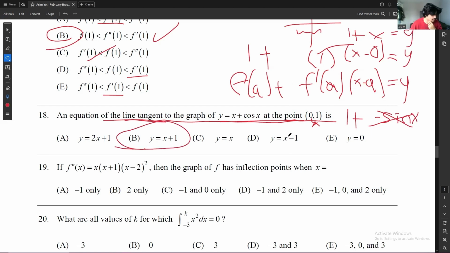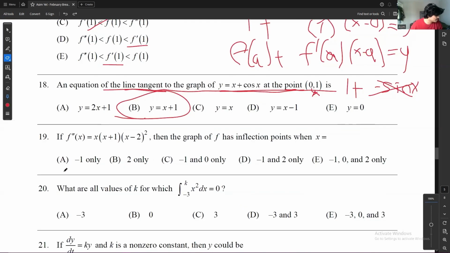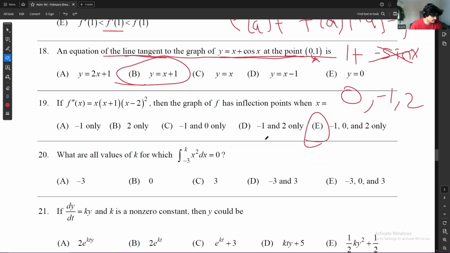And it's answer choice B. Alrighty, question number 19. F double prime is equal to this, then the graph of f has inflection points when x is equal to what? X is equal to 0, -1, and 2, because this is setting the second derivative equal to 0. Therefore, answer choice is E.